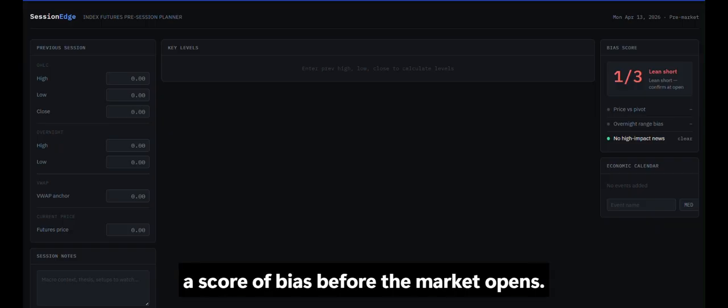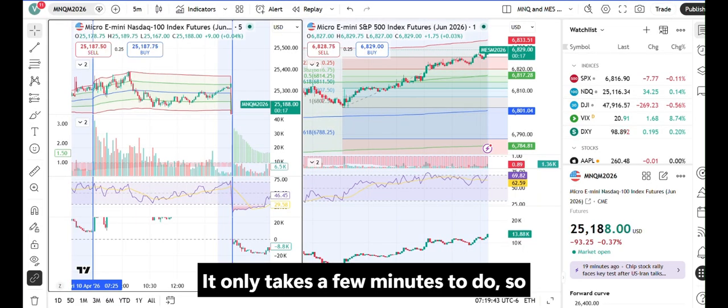And it gives me a score of bias before the market opens. It only takes a few minutes to do, so I want to show you how this works.